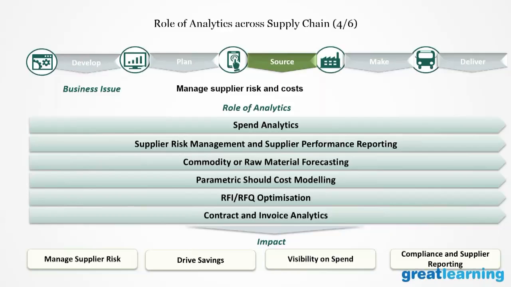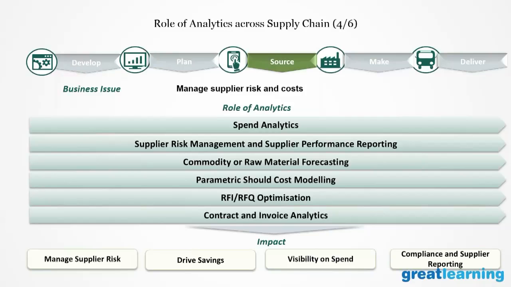Should cost modeling. When you're negotiating with a supplier, you want to understand what cost base the supplier has, and accordingly what will happen if you change a particular type of grade into something else, and then you can model those costs accordingly. RFI, RFQ optimization. This is part of a lot of e-sourcing tools that are available in the market. Once you've received a lot of quotations from different suppliers, then using certain constraints in terms of maximizing your savings, what is the right mix of suppliers you should award that contract to? Those kinds of optimization can be done.